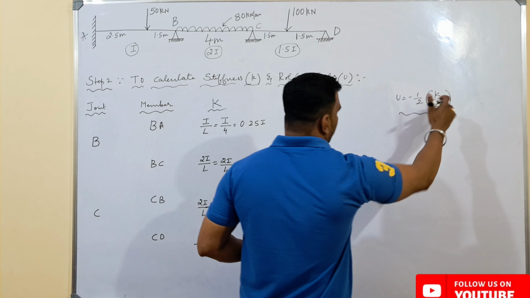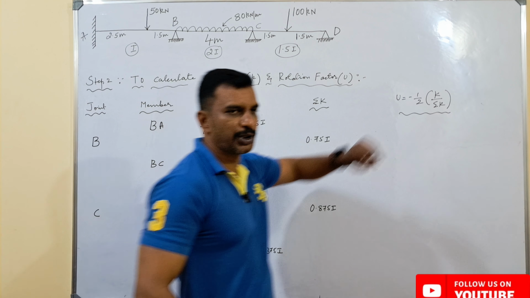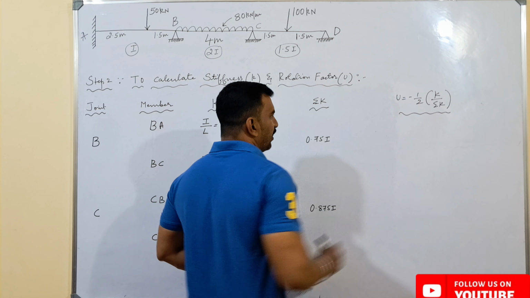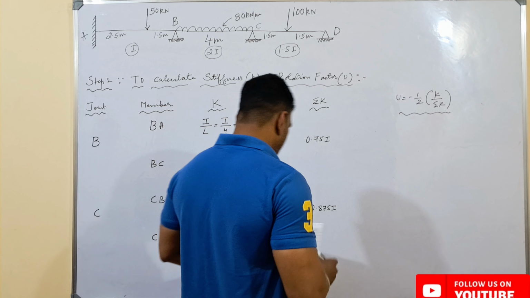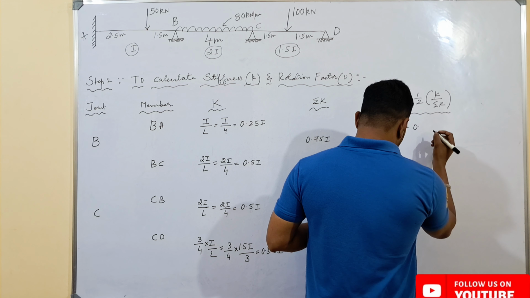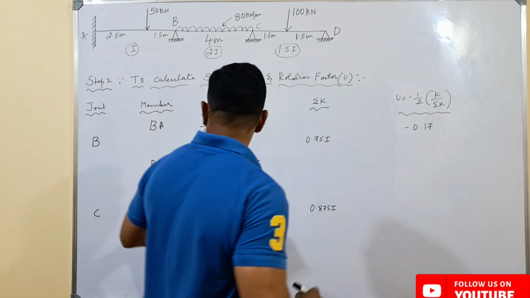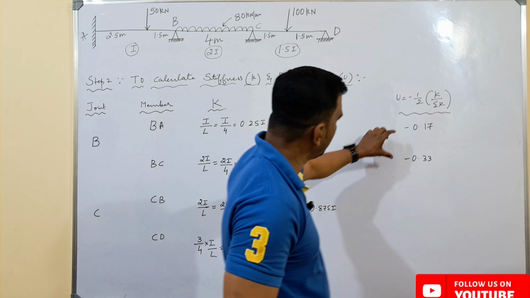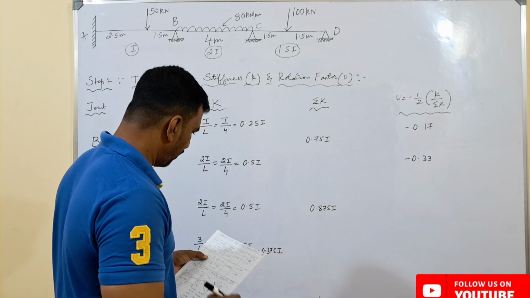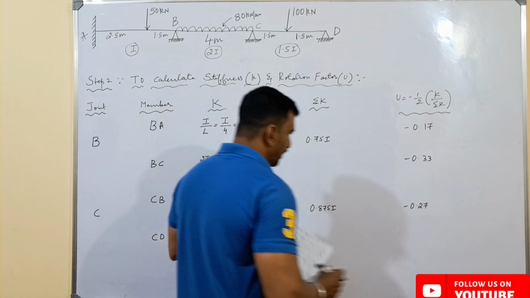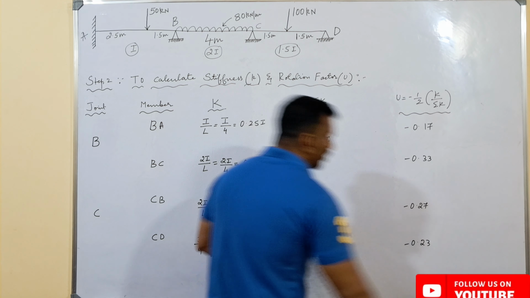Now, to find the rotation factor, which is given by U is equal to minus half into K by sigma K, where K by sigma K is nothing but the distribution factor. We can consider one more table here to find K by sigma K, otherwise we apply the values directly. For member BA, the rotation factor will be minus 0.17. For BC, the value is minus 0.33. So the sum should be equal to 0.5 and the total value should be equal to 1. For member CB, it is minus 0.27. For member CD, it is minus 0.23.